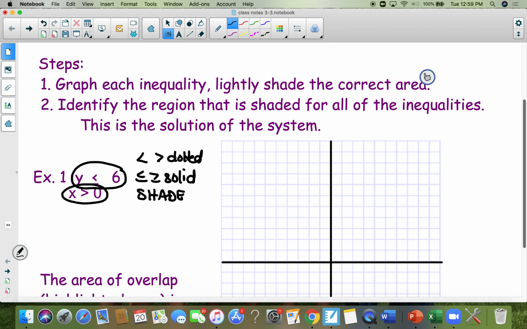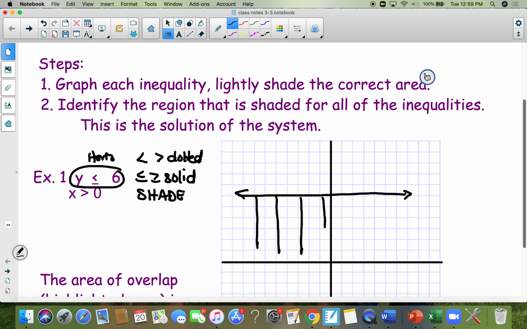So we only did one of these in the last chapter. Now we're going to graph two of these on the same graph. When you only have a y, it makes a horizontal line, and the horizontal line is at 6. Right here, and it's a solid horizontal line. Y needs to be less than that. Is it above it or below it? Less than is below it.